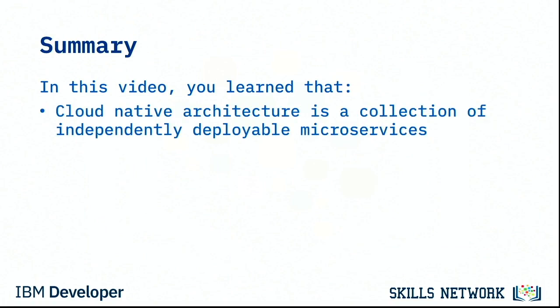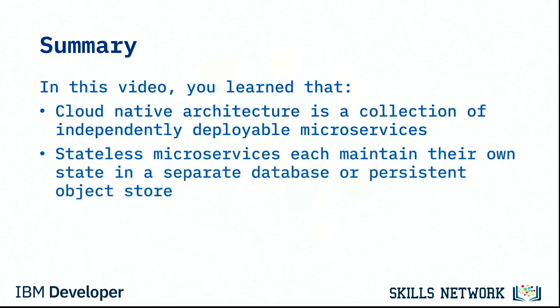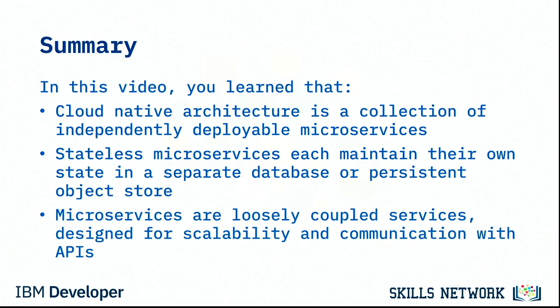In this video, you learned cloud-native architecture is a collection of independently deployable microservices. Stateless microservices each maintain their own state in a separate database or persistent object store. Microservices are loosely coupled services designed for scalability and communicate with APIs.